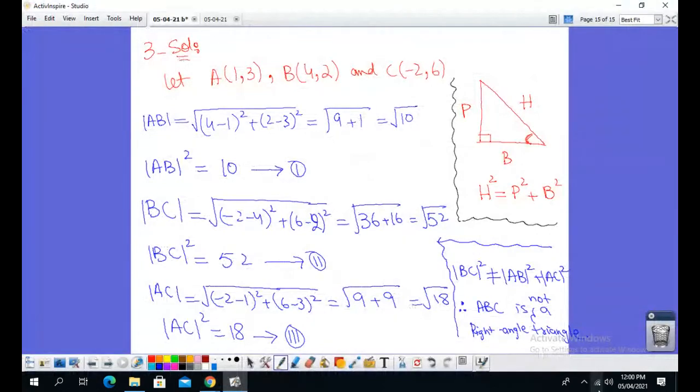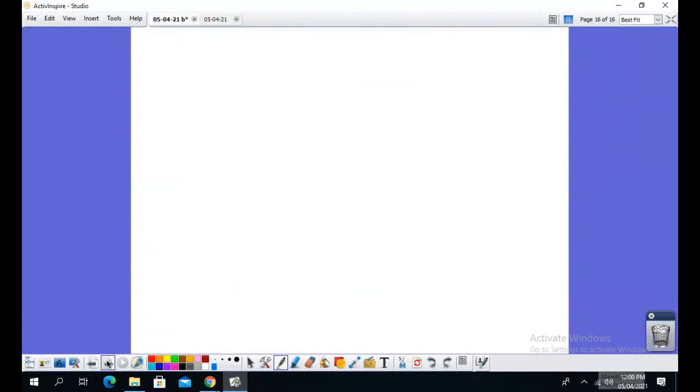Question number 4. In question number 4, we have the statement: use the distance formula to prove whether or not these points are collinear. Let the first point we call A, which is (1, 1). The second point we call B, which is (-2, -8), and the third point we call C, which is (4, 10).